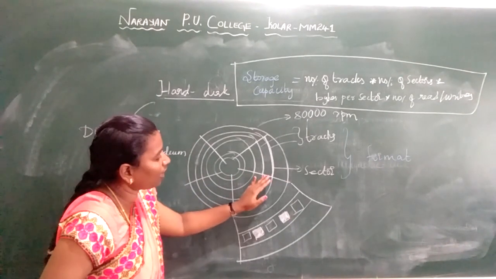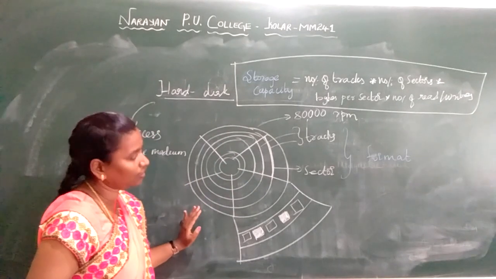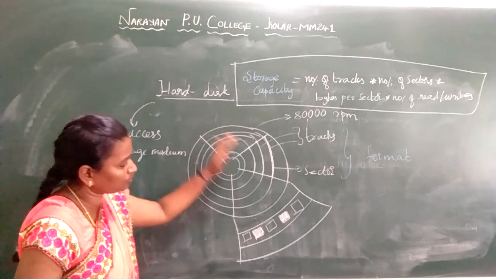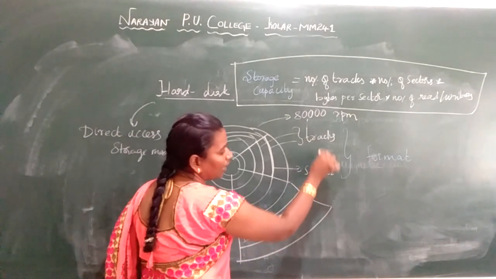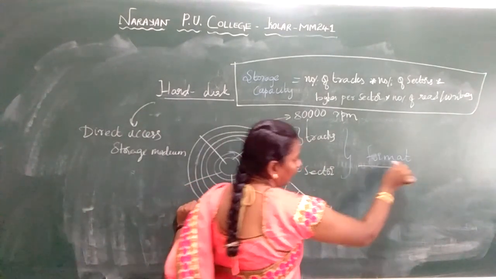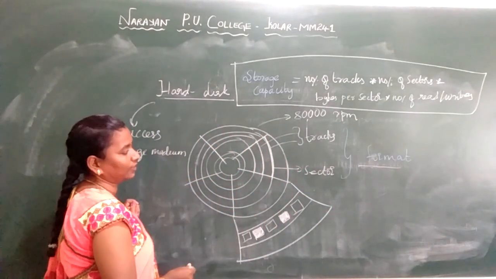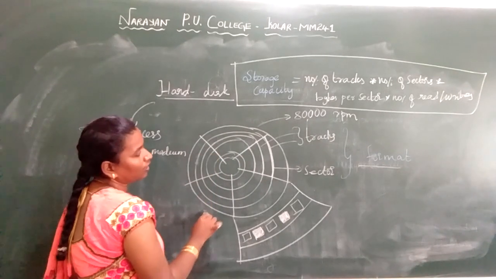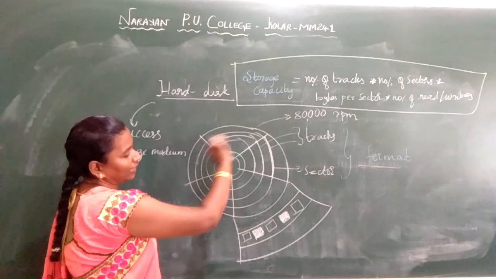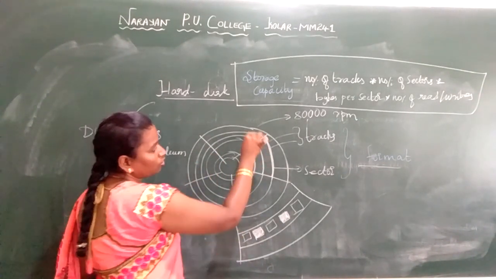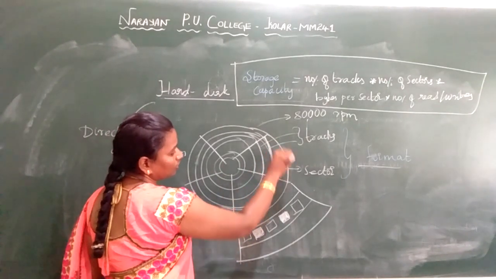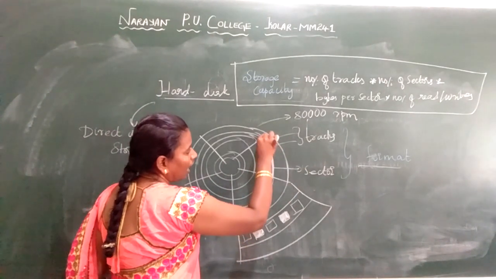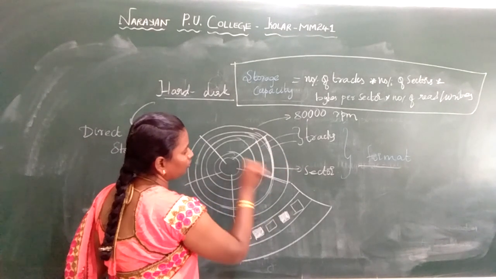It has been divided into tracks and sectors. Your magnetic disk has been divided into tracks and sectors. The arrangement of tracks and sectors is called the format. In your hard disk, the magnetic disk is circular in shape. These circles are called tracks, and your tracks have been divided into sectors.